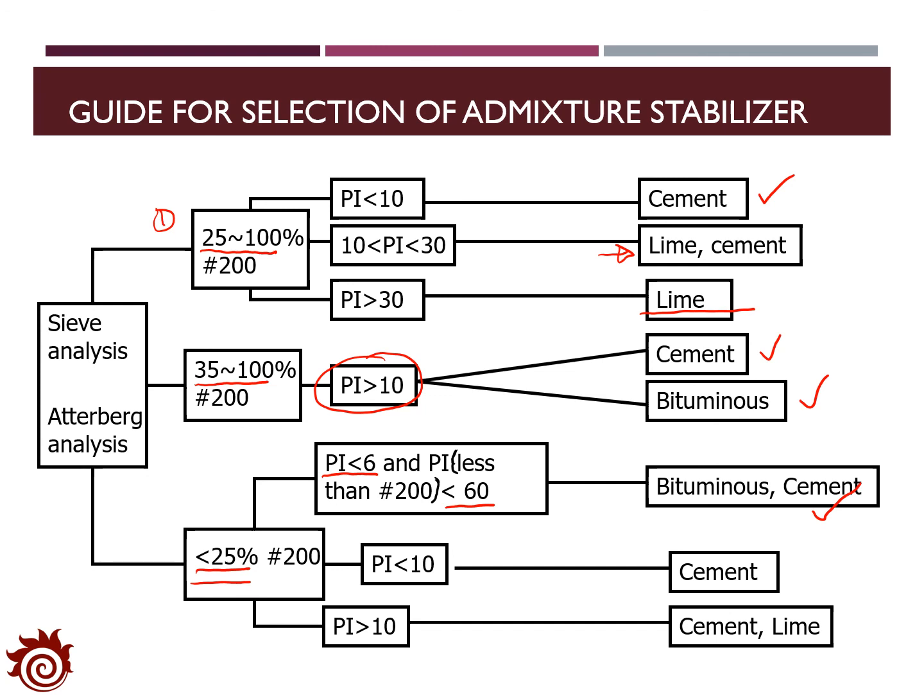If the plasticity index of the whole soil is less than 10, then we'll choose cement. If it's higher than 10, we will choose cement or lime. With that, we can identify the appropriate admixture stabilizer for all different types of soils based on their grain size distribution and the plasticity index.